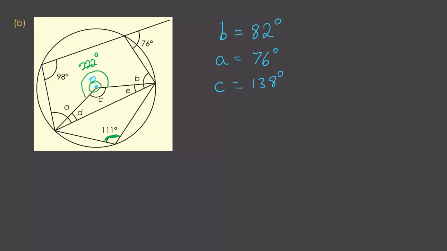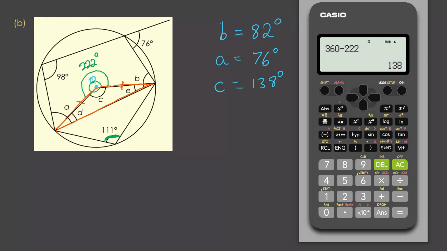Then if we consider this triangle, this triangle here is isosceles. This and this are radii, and that means that D and E are equal. So 180, take away my last answer, gives me 42. And that means that D and E are both 21.